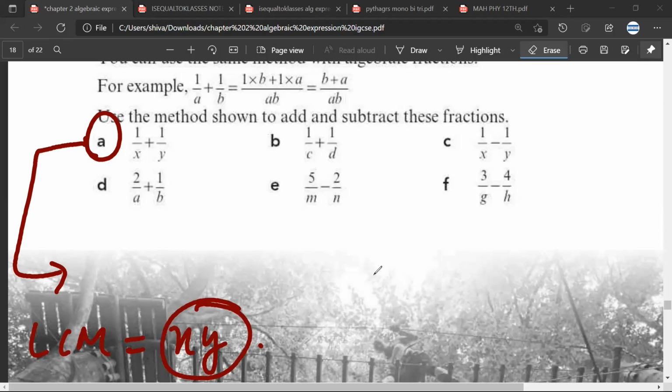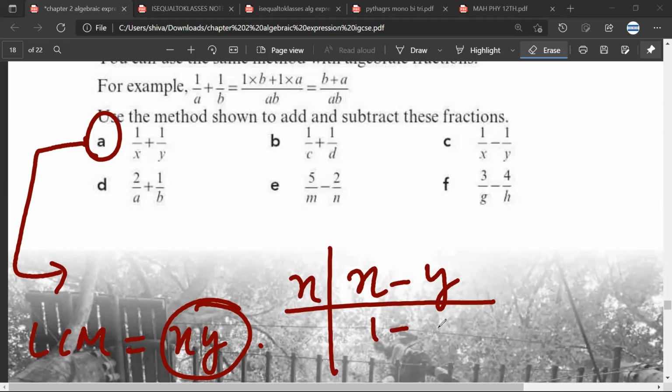Satya, how should I do this? So 1 upon x plus 1 upon y is equal to 1 into x plus 1 into y upon xy. Sir, what would be the LCM? Okay, sir. Mr. Ariman, have you understood? Yes, sir. So the LCM would be XY. In all these questions, we have to find the LCM first. Mr. Satya, have you understood? Yes, sir. So the LCM would be XY.